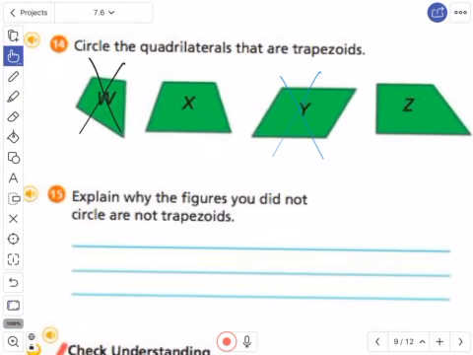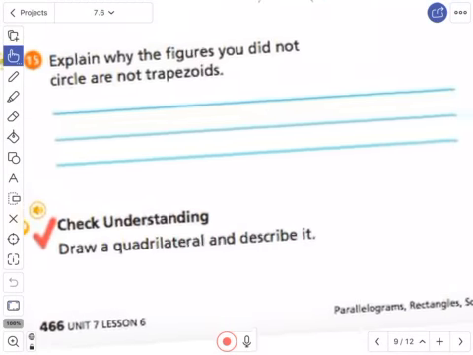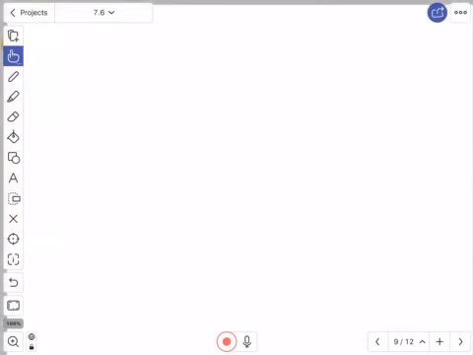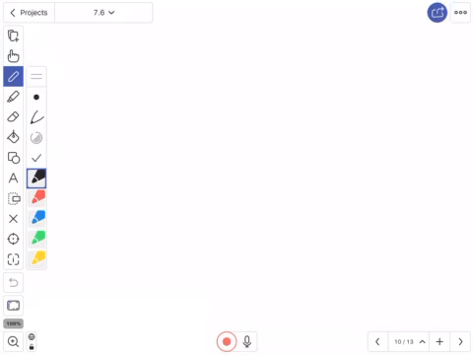Then question number 15 is, explain why the figures you did not circle are not trapezoids. I already kind of gave you some examples here. Why are W and Y not trapezoids? So you're going to fill out that one. And then your last question, draw a quadrilateral and describe it. Well, I'm going to draw my favorite, a Ghostbuster trapezoid. To describe it, all you have to do is draw it.